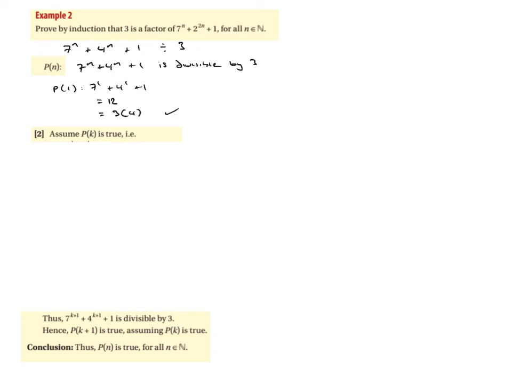It's definitely divisible. So next thing we do is assume that pk is true. So let's just write it like we did before. Just change all of the n's to k's. So pk.